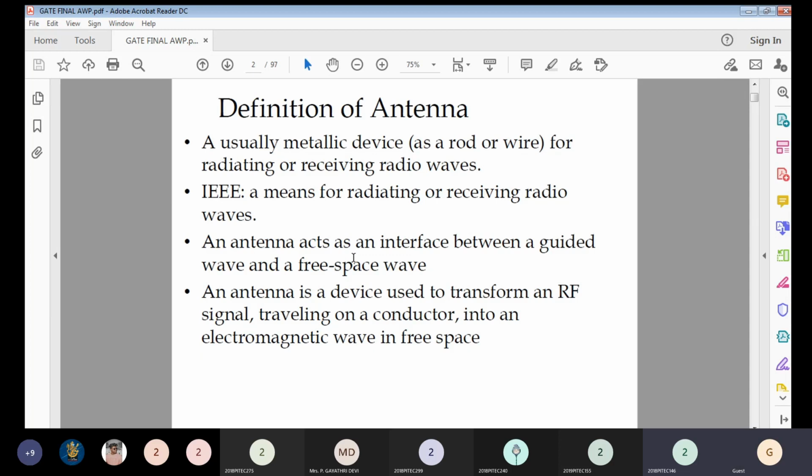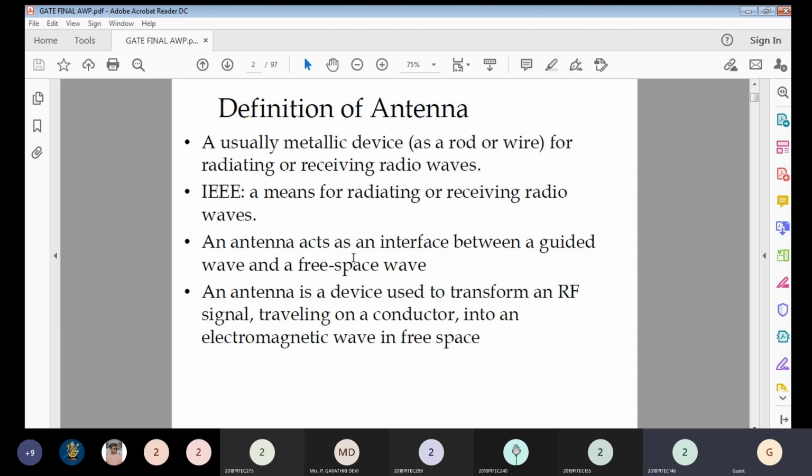Next, the third term, which we frequently call transducer. You all know what a transducer is? A transducer is a device or equipment which converts one type of energy into another type of energy. Another name of your antenna is impedance matching device. It matches the impedance between the free space medium and the cable, and cable to free space medium. That's why it is called an impedance matching device.